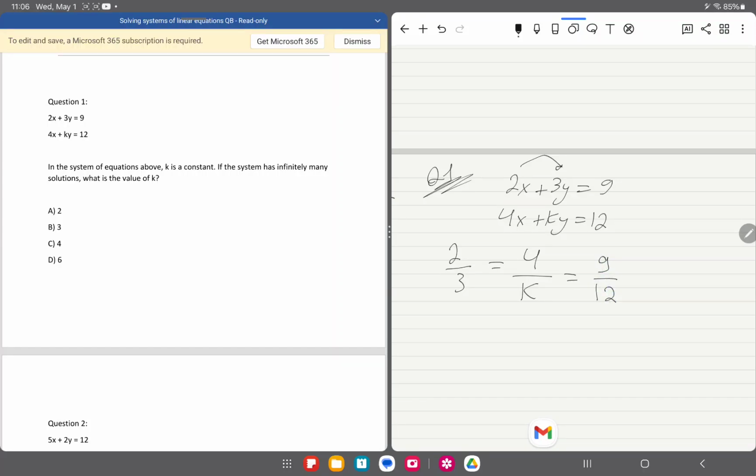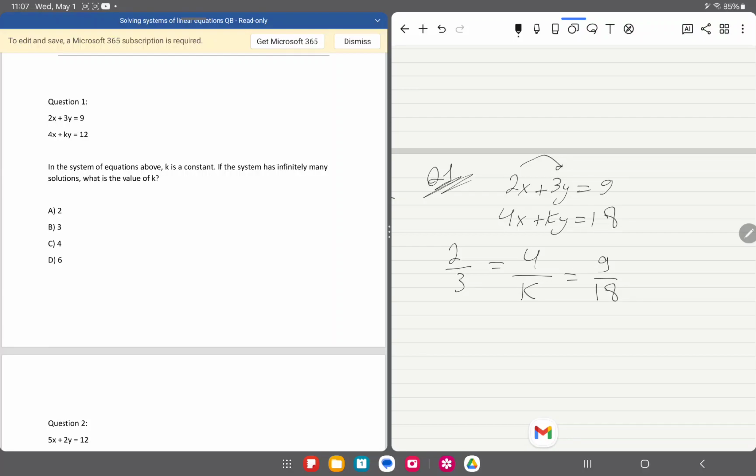Now, I believe this one also has a typing mistake. Let me just check. Give me a sec. Okay, so this one is 18. Yeah, this one over here is 18, not 12. 4x plus ky is equal to 18. Yeah, let's try it out. So if this one is 18, 9 over 18 is 1 over 2. No, it doesn't really work. That one is 2 over 3.